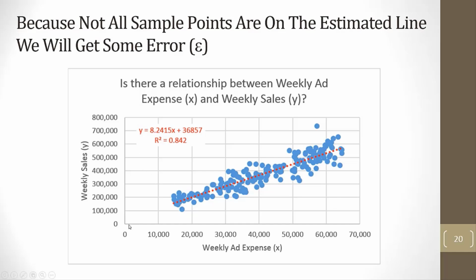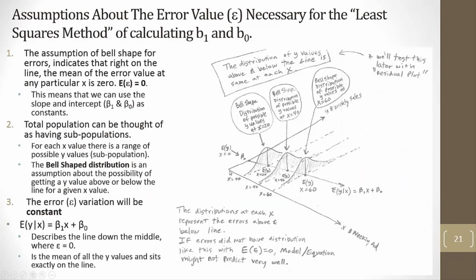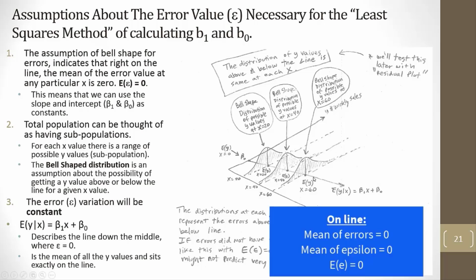Now, notice this has x and y. When I go to the next slide, we're going to look at these assumptions necessary. I'm going to tip this on its side. So next slide. Now notice I've tilted this, but the x, that's weekly ad expense, and y, predicted weekly sales, they're still there. I've just tilted it on the side. And these bell-shaped distributions are our assumptions about how the error should be distributed. Now, here's the line. There's the equation. And notice no error term, because right on the line, the expected value of epsilon should be 0.